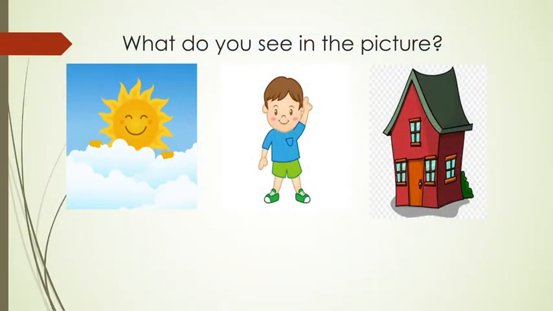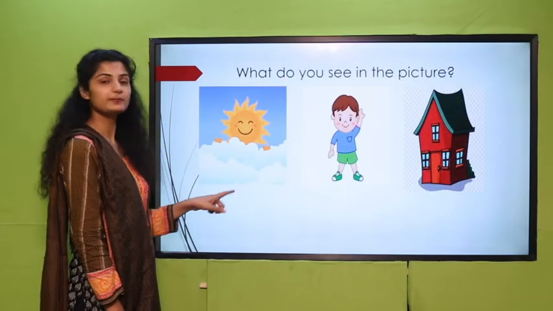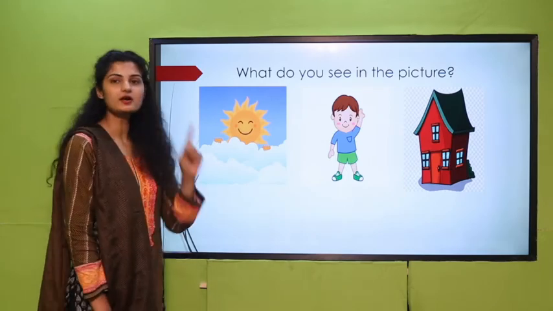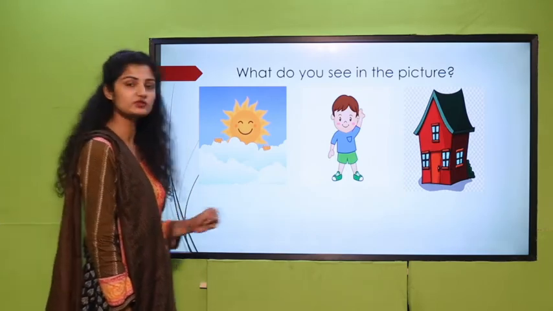What is this? This is a sun. How many suns are there on the picture, on the whole board? One. How many suns are there? One. Okay, let's move to the next picture.